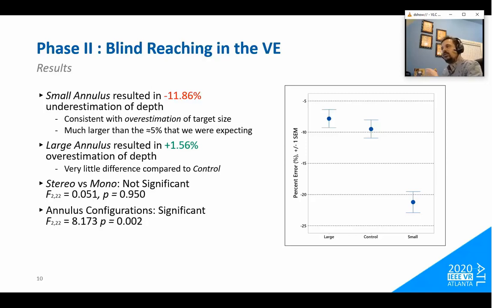For the large annulus condition, it essentially didn't differ from the control condition. There's effectively no difference between them. It was a very slight overestimation of about 1.5%, slightly more than that. In doing this analysis, we actually grouped the stereo and mono together. We pooled that data because there was no significant difference between them. Quite strongly, no difference. But annulus configurations, as you can see from the plot, were actually quite strong. We had a P of 0.002 on our analysis of variance.